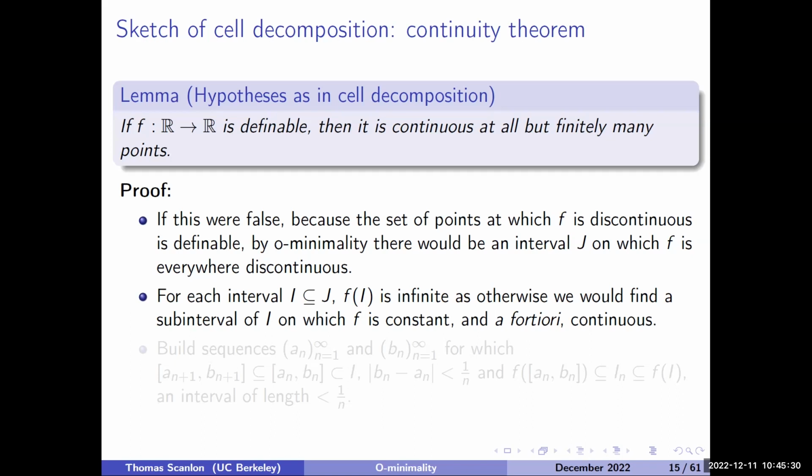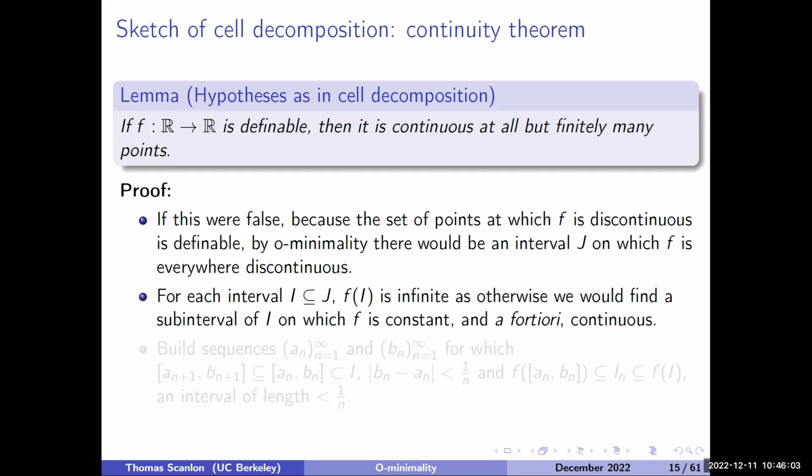The set of points where it's continuous is a definable set, and so is the set where it's discontinuous. So on that interval where it's discontinuous, it can't be constant on any subinterval, because it would be continuous on that subinterval. Good, so it's not constant on any subinterval. And in fact, it has to have an infinite image on any subinterval, for exactly the same reason. So take a subinterval: the image has to be infinite.